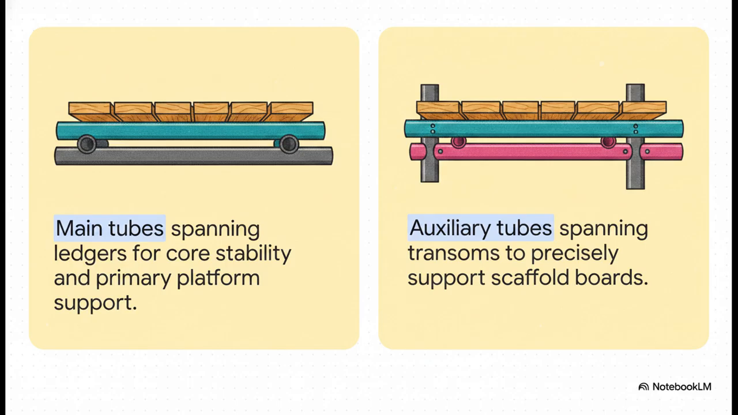These are the main, thick structural tubes that span completely across the horizontal ledgers. They tie the entire scaffold together transversely, basically sideways, providing that core stability and acting as the primary support for your working platform. Then you have the board bearers.